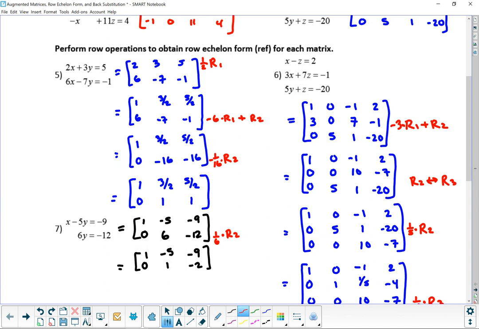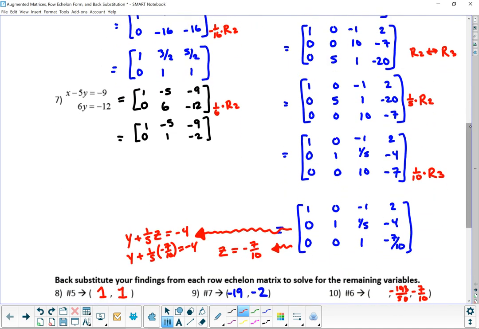Negative 3 times row 1 plus row 2. So, yep, that'd be 0. Negative 3 times 0 is 0, plus 0 is 0. Yep. Negative 3 and negative 1 is 3. 3 plus 7 is going to be 10. Yep. And 2 and negative 3 is negative 6. Negative 6 plus negative 1 more is negative 7. Okay, that's fine.